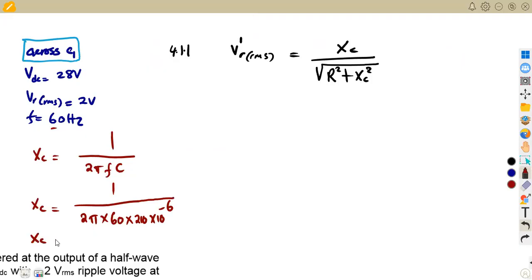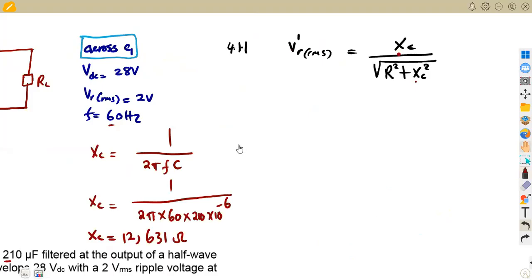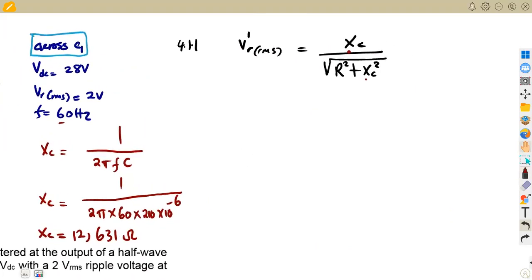There we are going to obtain the value of XC, which is 12.6344 and so on. So it's going to be 12.631 to 3 decimal places. That's in ohms in this case. Having the value of XC, which is our capacitive reactance, we are going to substitute here because we have the resistance. Remember, the resistance here is 120.